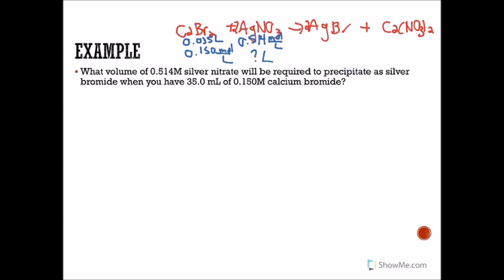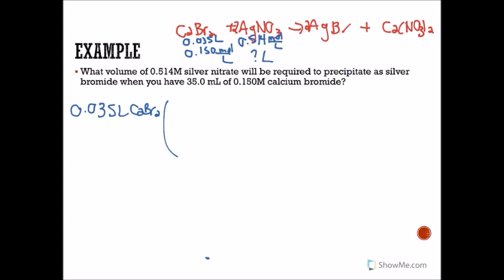Now this might seem confusing, but if we take a look at what we have in our question, we never start with the numbers where there'd be a question mark. We wouldn't start with silver nitrate because there's a question mark. We're looking for something under silver nitrate. We need to start with calcium bromide. And we know we never start with molarity in a question. We need to start with the liters. We'll start with 0.035 liters of calcium bromide.